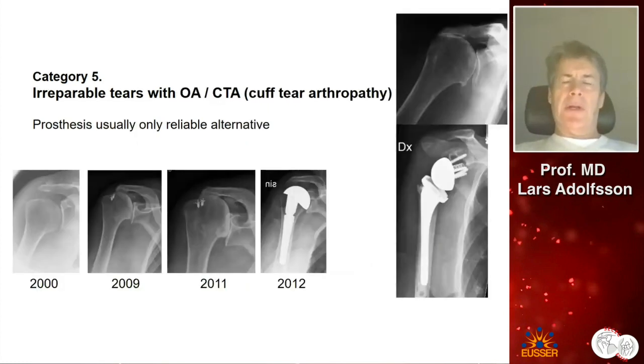An irreparable tear with osteoarthritis is usually treated with a prosthesis of some kind. Today, most often a reverse type prosthesis, but there are also other kinds that are still feasible.